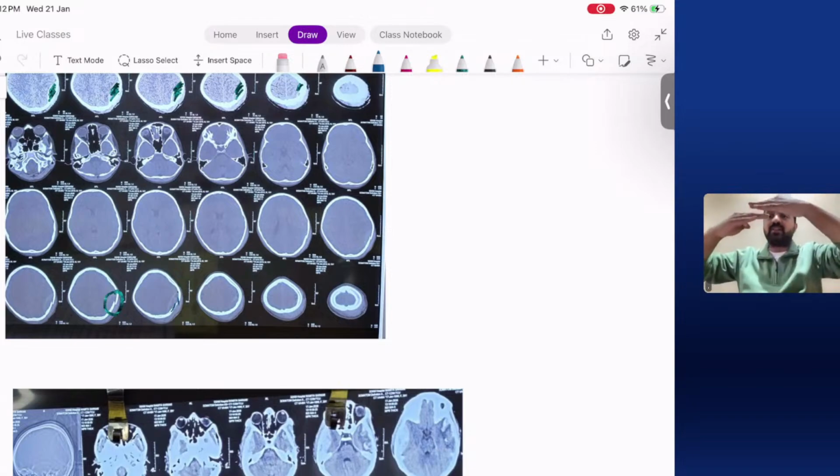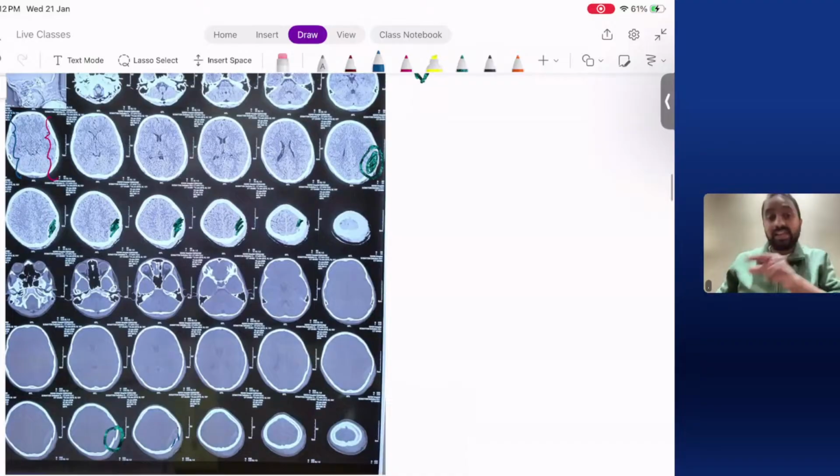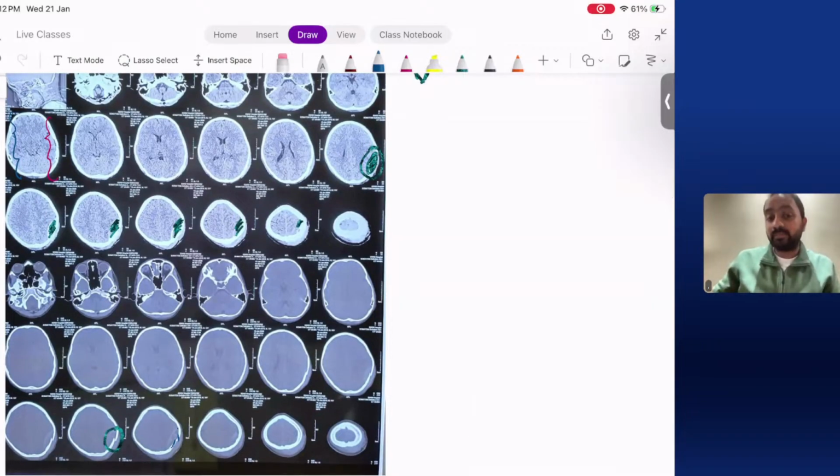The two fracture lines are coming like this, right? So basically this is a depressed fracture. So the correct diagnosis in the CT scan would have actually been a left-sided parietal depressed fracture with an underlying EDH.